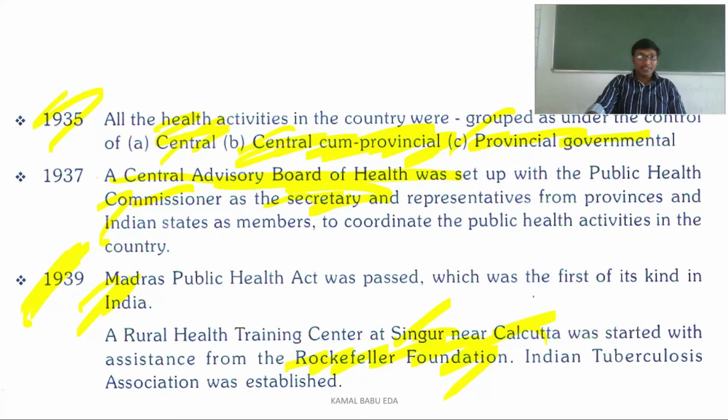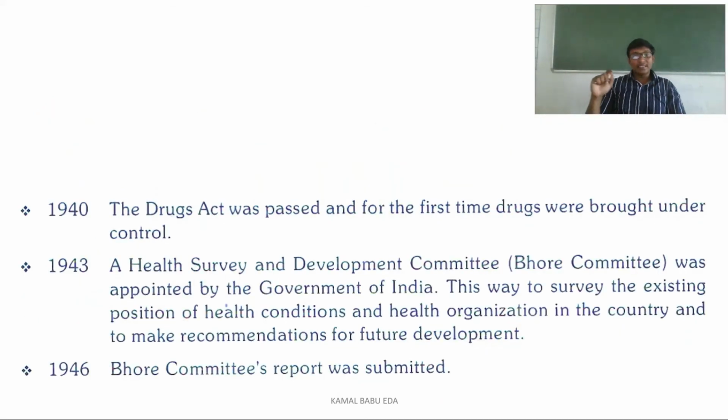And in the year 1940, the Drug Act was passed. This was the first time that drugs were brought under control. Previously they used drugs in different ways, but after this Drug Act was passed, all the drugs were brought under control, and they had this legislation.